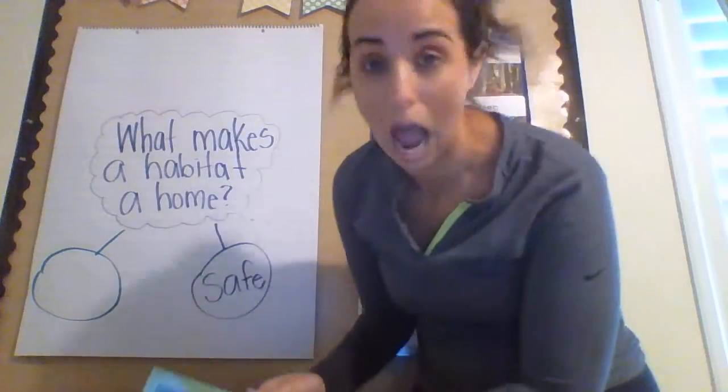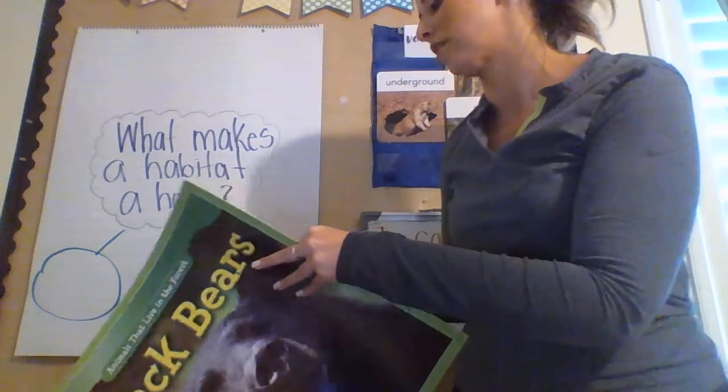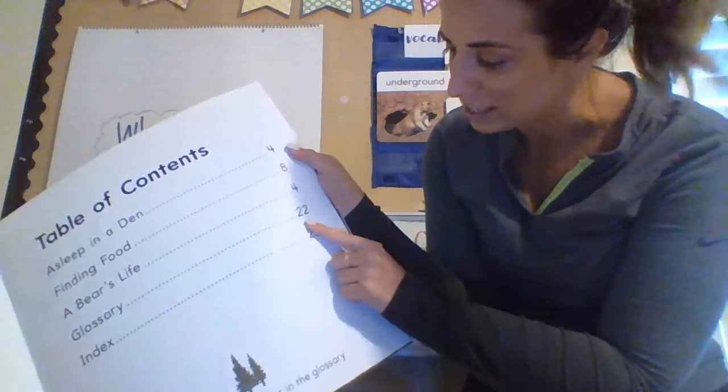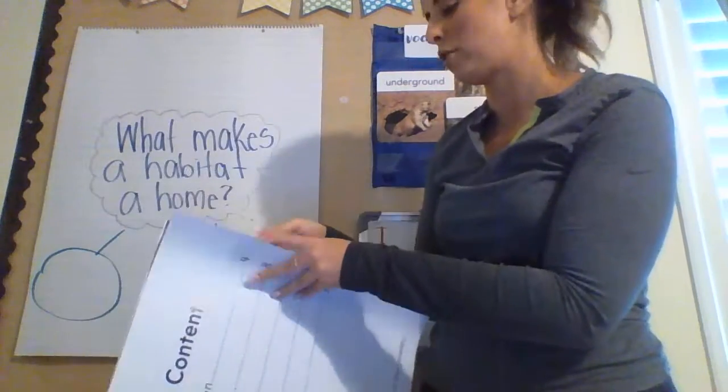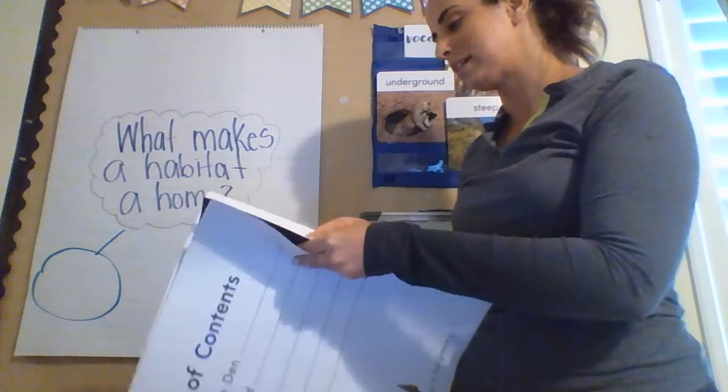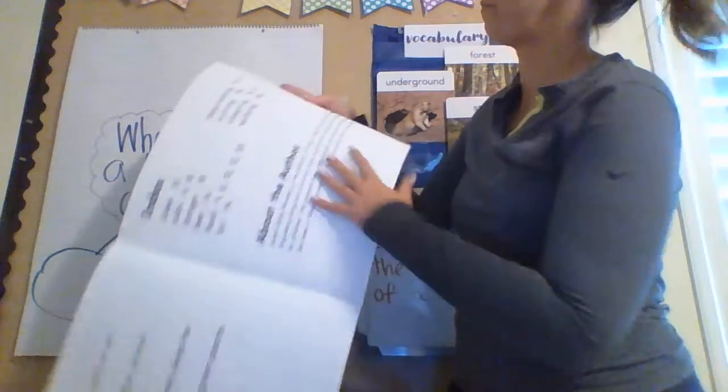So that means I need to go to my glossary. So I'm going to the table of contents because I want to know what hibernate means. So I'm going to go to the glossary, and I'm going to find out that the glossary is on page, can't really see it, 22. So I'm going to go to page 22, and then we'll go back to reading. And I'm going to see, what does hibernate mean? And it's in alphabetical order, and it's right here.